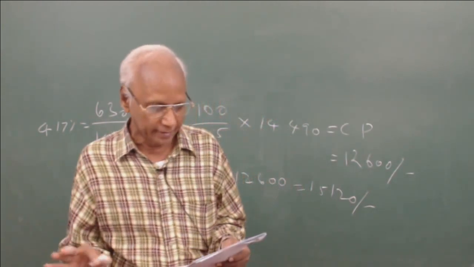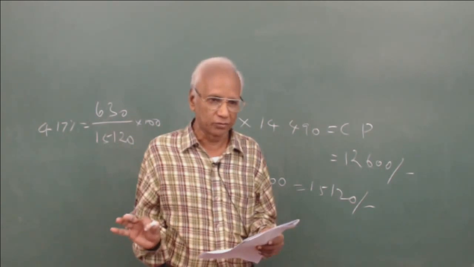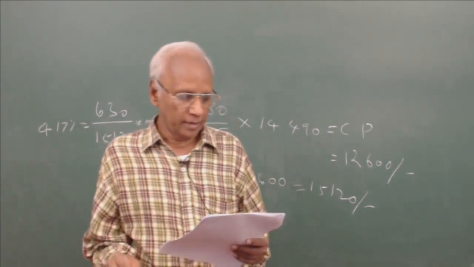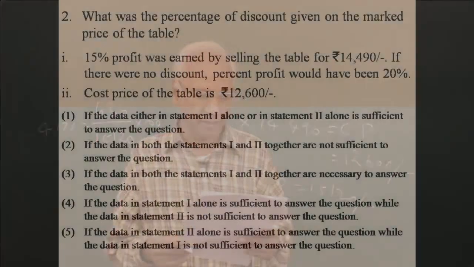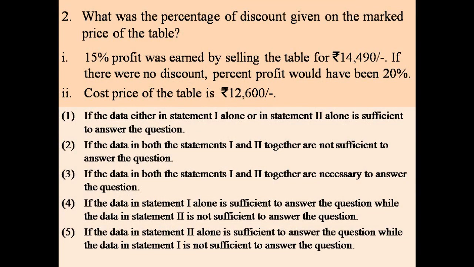Okay, that is all right, fine. Then let us forget statement 1. Let us go to statement 2 now. Statement 2 says cost price of the table is 12,600. Now don't confuse it with what you already worked out under statement 1. Statement 1 is taken independently.